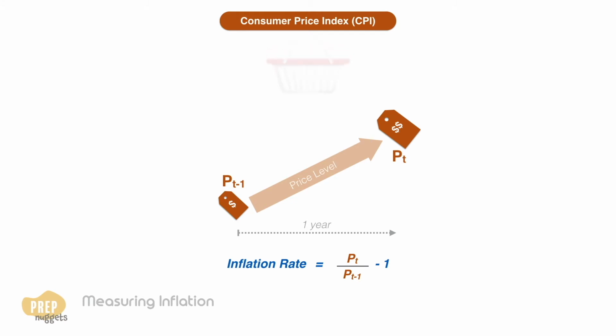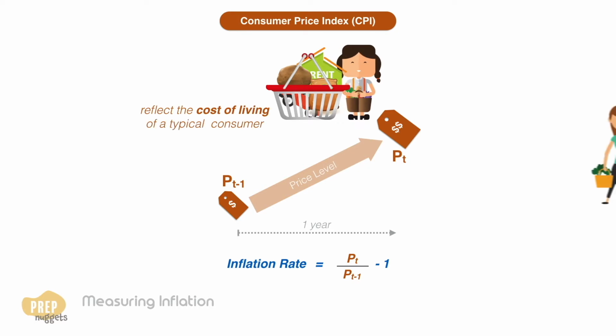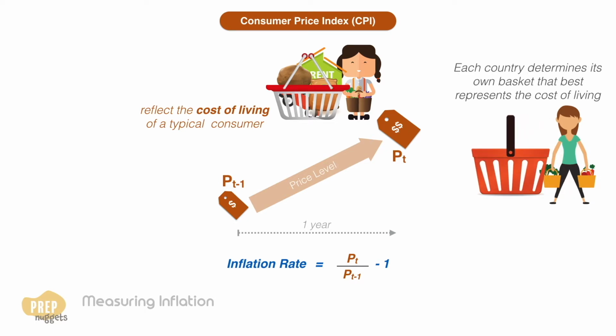The general idea of the CPI is to determine a basket of goods and services that reflect the cost of living of a typical consumer. As the typical consumer can differ vastly between countries, each country that wants to calculate the CPI has to determine their own basket of goods and services that best represents the cost of living in the country.